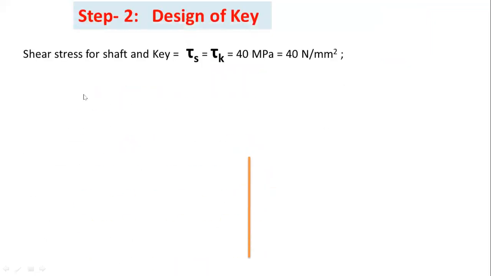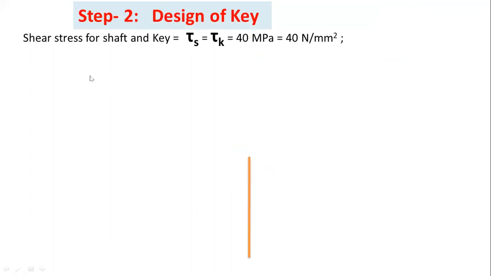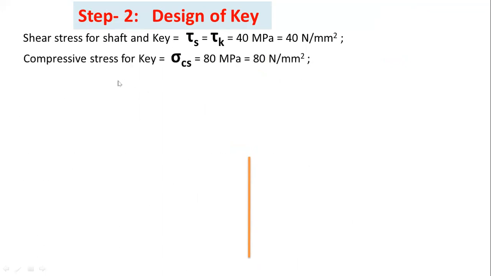In the second step, you have to design a sunk key. Shear stress for shaft and key material is tau equal to 40 megapascal. And the compressive stress or crushing stress for key material is 80 megapascal. Here you can observe the crushing stress is 2 times the shearing stress. Here the crushing stress sigma c equal to 80, shear stress is 40. That means the crushing stress is 2 times the shear stress.